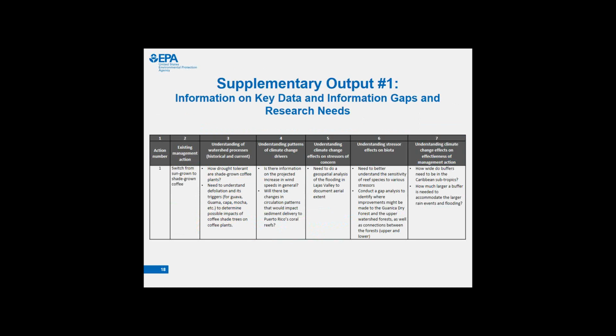Moving on, column 5, climate change effects on the stressors of concern. In Guanica Bay, they wanted to do a geospatial analysis to look at where flooding in the valley could be documented. That might be important for targeting where you want to focus on this first to try to implement it. And then understanding the stressor effects on the biota in question. We need to understand sensitivity of reef species, and we also need to understand the sensitivity of the shade-grown coffee and the forests and the canopy plants and the understory plants.